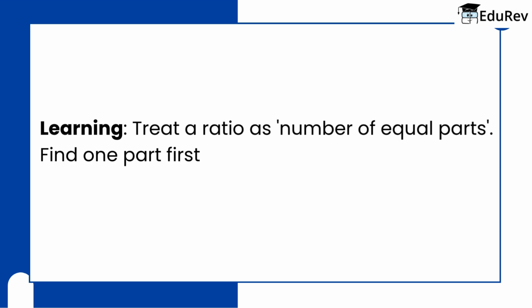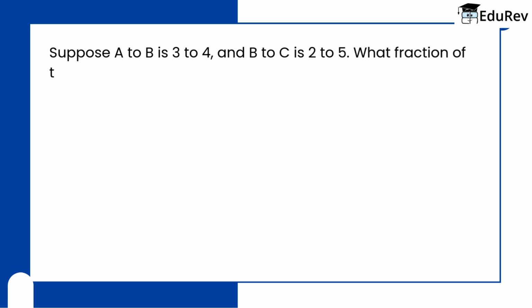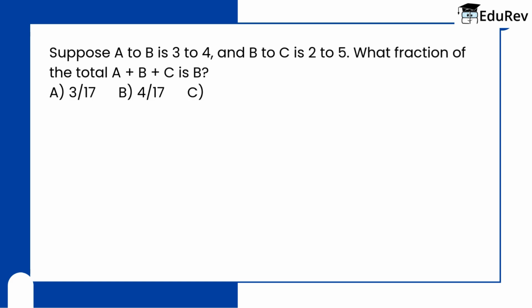Find one part first. Now let's look at a core concept. Suppose A to B is 3 to 4 and B to C is 2 to 5. What fraction of the total A plus B plus C is B? Options: A. 3/17, B. 4/17, C. 5/17, D. 8/17. The solution is, you can't combine them directly.